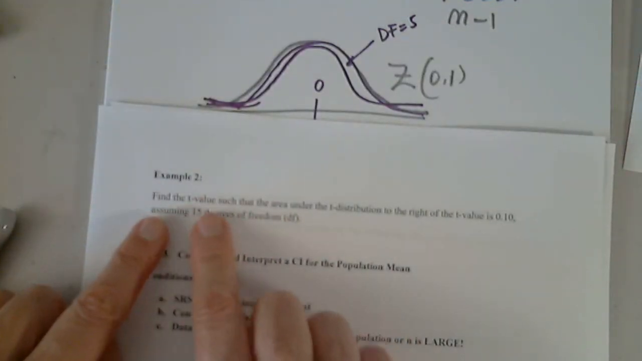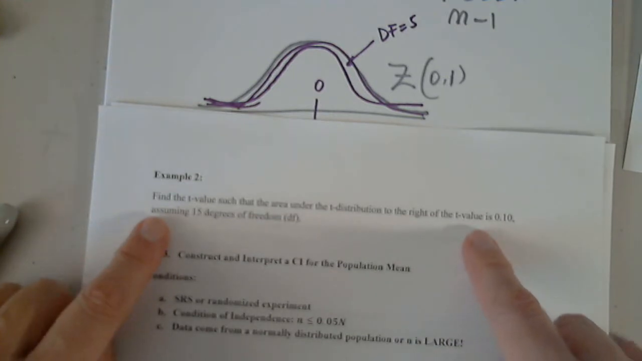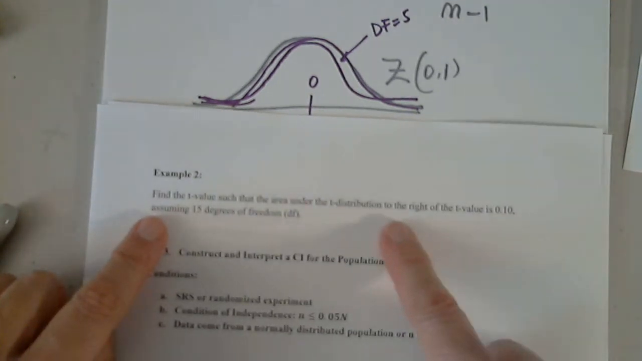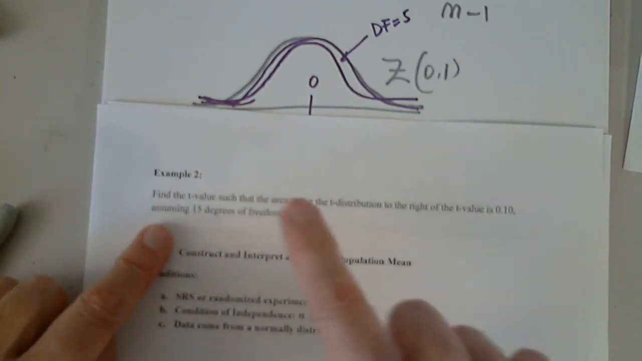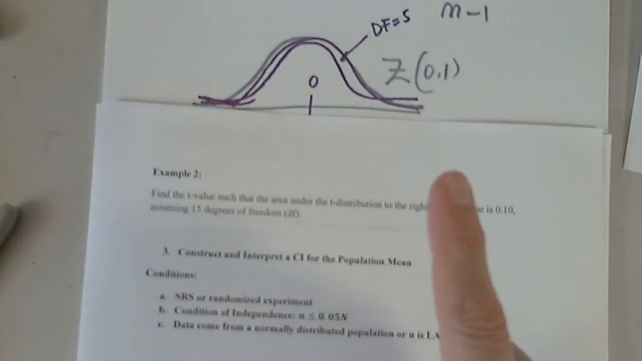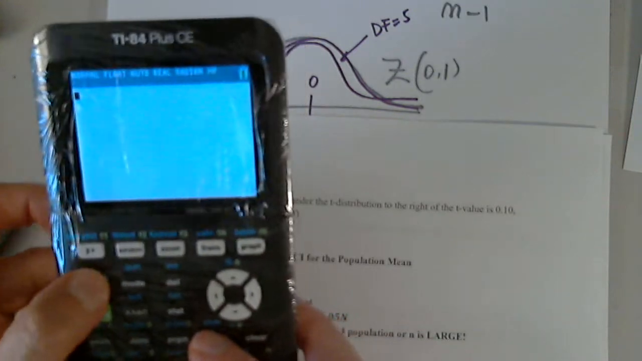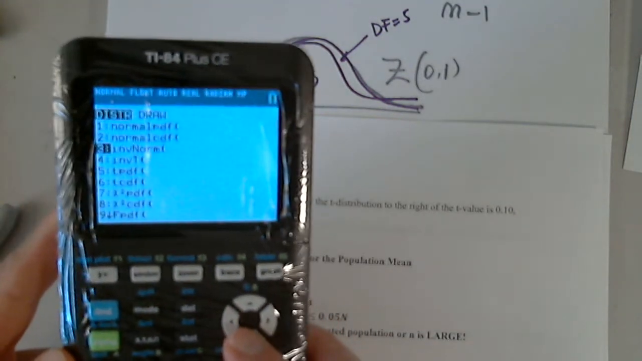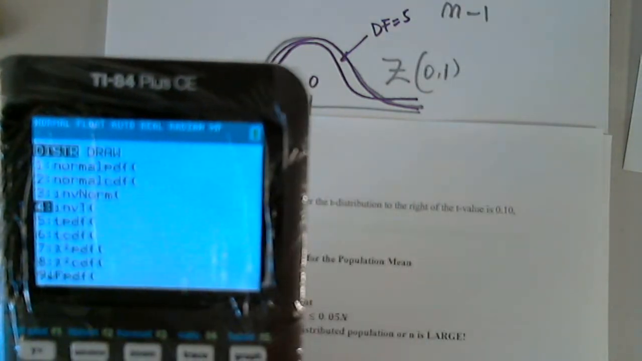Find the t-value such that the area under the t-distribution to the right of the t-value is 0.10, assuming 15 degrees of freedom. Be careful with this book. We're going to do it with a calculator and then StatCrunch. Here's with the calculator. This is new. Not all calculators have inv-t.